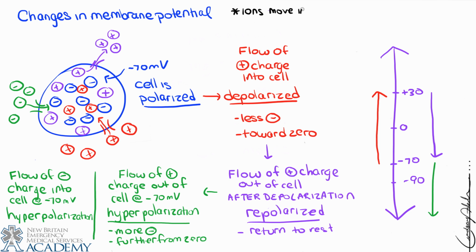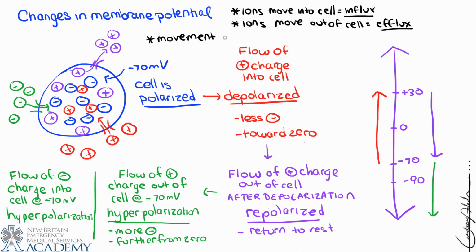When ions move into the cell, we call that influx: influx of positive charge, influx of sodium ions, influx of chloride ions. It doesn't really matter if it's positive or negative. Ions that move out of the cell, we refer to as efflux: efflux of positive charge, efflux of potassium ions, that sort of thing. And when we have movement of charges to eliminate a potential difference, we refer to that as current.